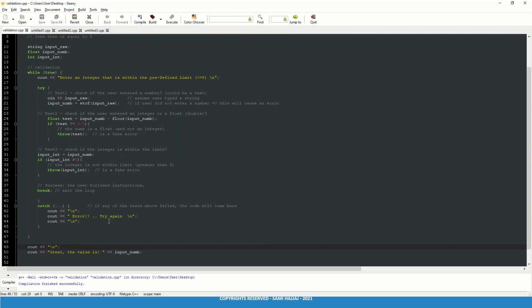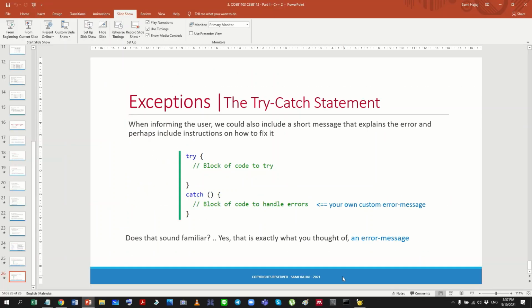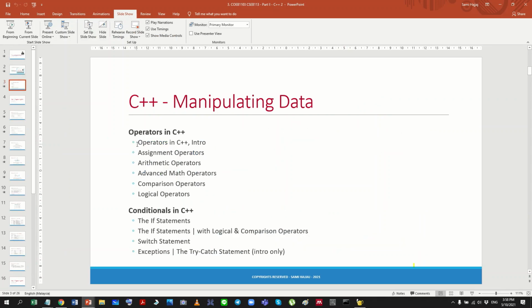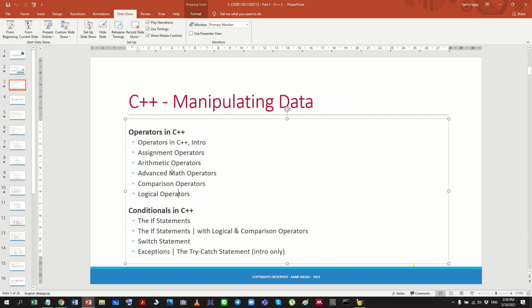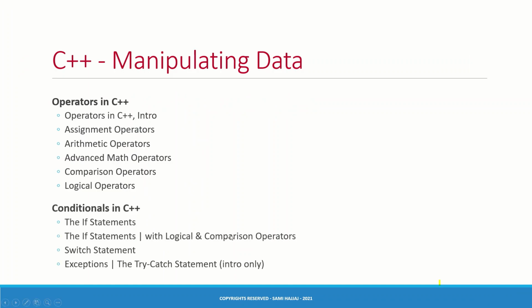I hope this was a good demonstration of the try and catch block, as well as of validation. With this, we have now completed this part of the presentation. If we go back and recap the discussion for today, we talked about operators: assignment, arithmetic, advanced math, and comparison and logical. We also talked about the if statement, combinations of logical and comparison operators, and the switch statement. And we also talked about exceptions.